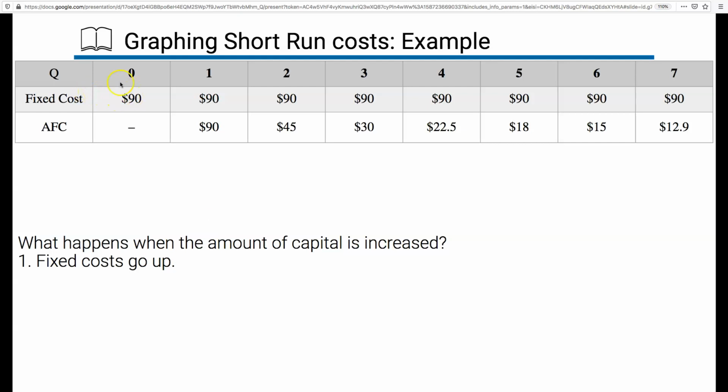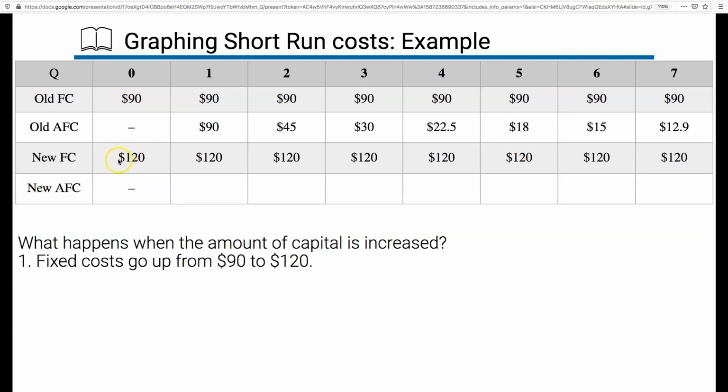Well, because we have more capital, the fixed cost, the cost that is independent of the level of output, is going to be higher. So with 120, the new fixed cost is going to be 120 no matter how much we're going to produce. Because fixed costs go up, average fixed costs are also going up because we're now dividing a larger amount by the number of units produced. So when it was 45, it's now 60. When it was 30, it's now 40, and so on. It's 120 over the quantity rather than 90 over the quantity, so the fixed costs have to be higher.